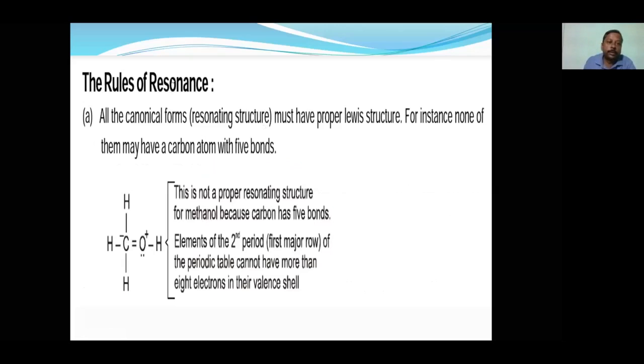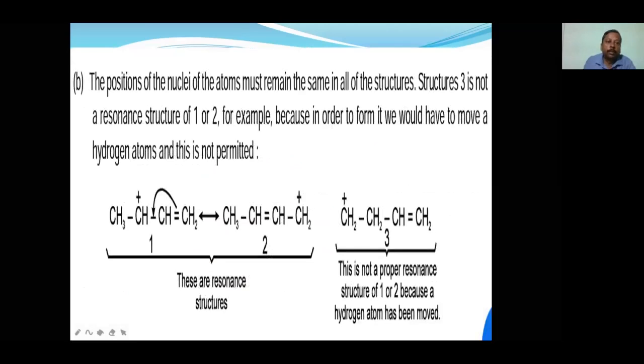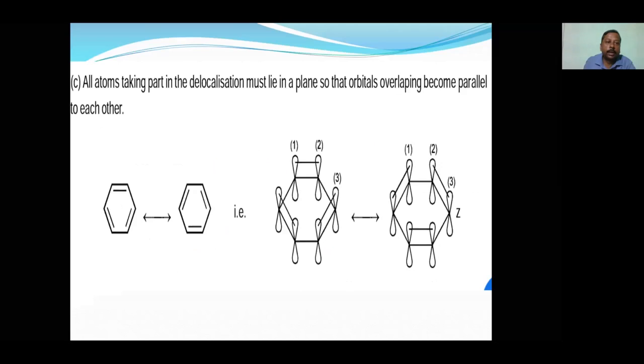Rules of resonance. Canonical forms must have proper Lewis structure. Their structure must be the same. Next, the position of atoms should not change. You can change the electron positions, but you should not change the position of atoms. Next, they should be in one plane, planar, so that delocalization can take place.